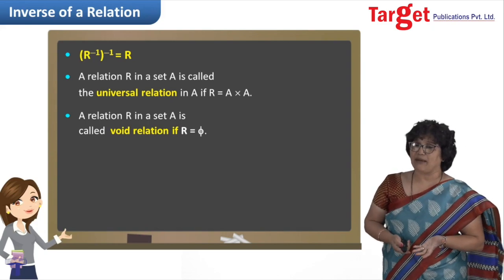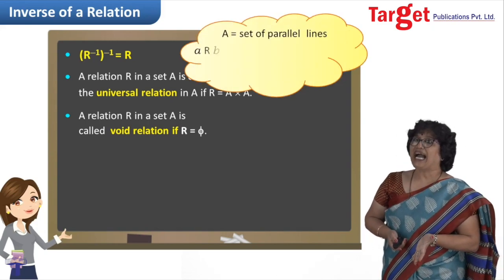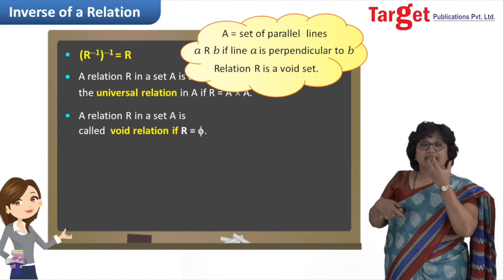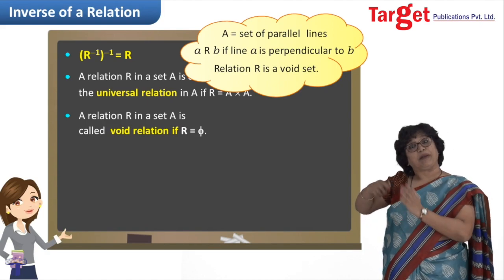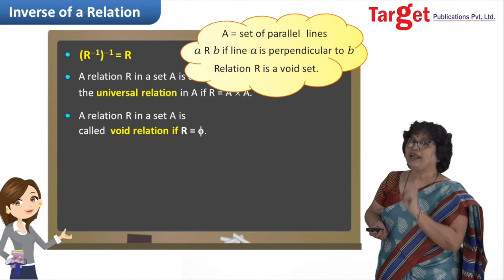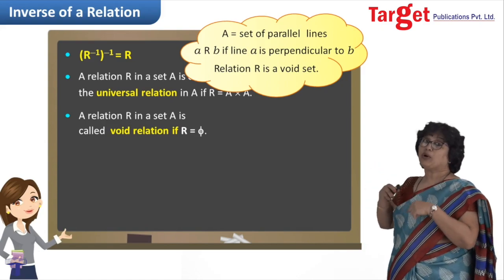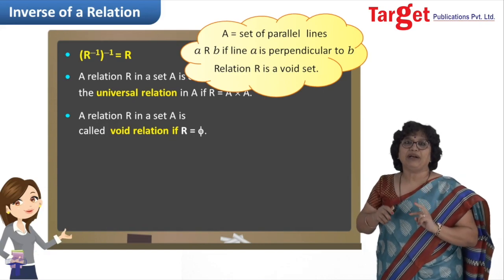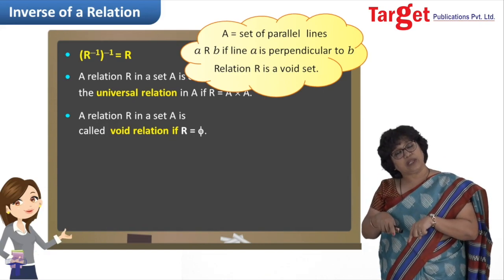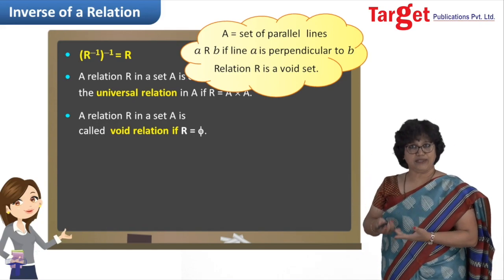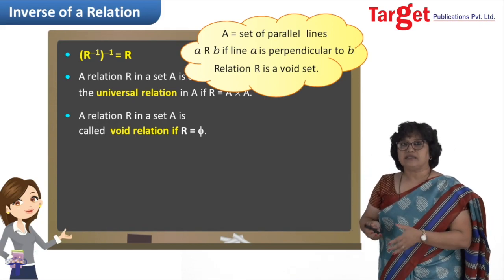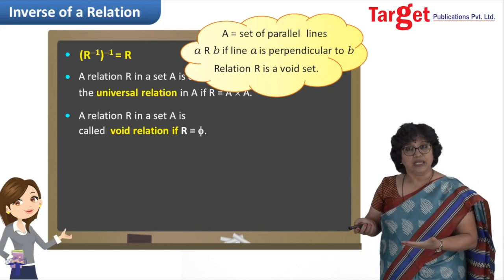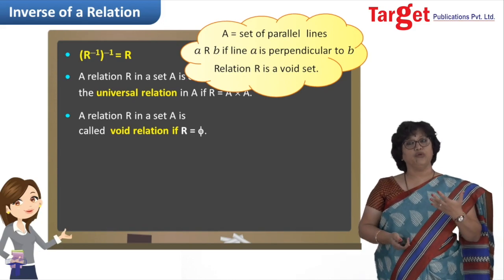Now it's better to take one example and make things clearer to us. My set A is the set of parallel lines. And I give the relation: line A is perpendicular to line B. Mind you, line A and line B have to come from set A only. Now will we be able to get any such relation? I mean, will you be able to get any two lines which are perpendicular to each other and also parallel to one another? So realize this is not going to happen. So will we be able to collect any pairs? No, not possible. So the relation is nothing but a void set.